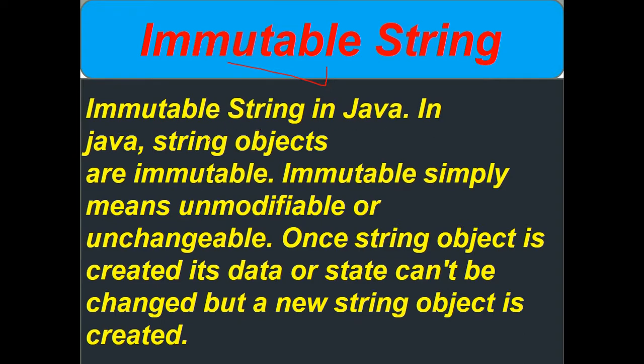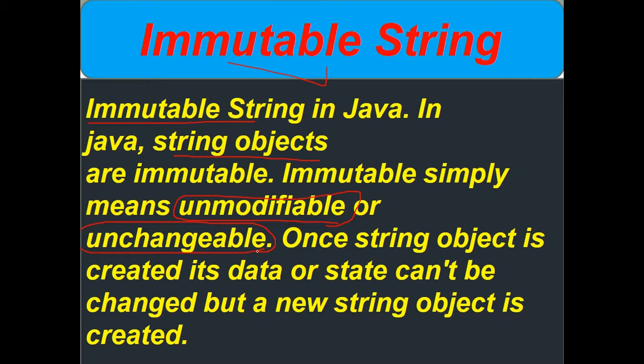Immutable string in Java, a string object. What is a string being immutable? How can we say string objects are immutable? Immutable simply means unmodifiable. This is one of the key words, unmodifiable. You can't modify this object's data, like strings. Another word is unchangeable. It means that you can't change the data once you create it.